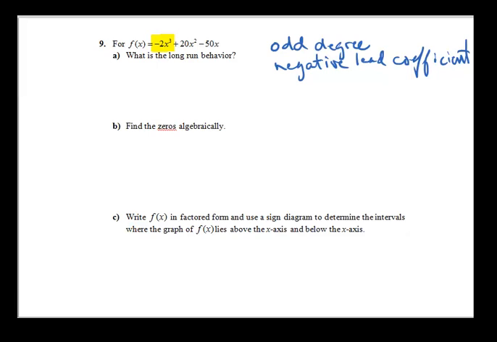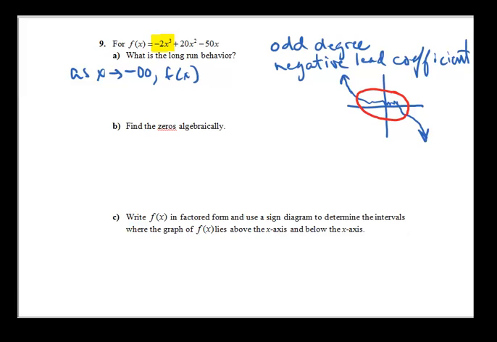So what does this look like? If it has an odd degree and a negative lead coefficient, like that. And again, I put all those squiggle lines in the middle because we don't know what it does there. But what we do know is that to the left it goes up and to the right it goes down. So as x goes to negative infinity, that's to the left, what does it do? It goes up to infinity. And as x goes to infinity, to the right, what does y do? It goes down to negative infinity. So that's the long run behavior.